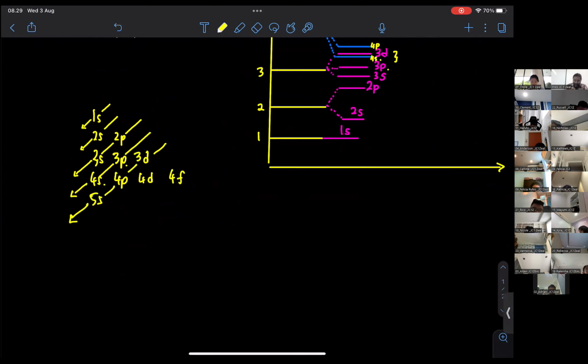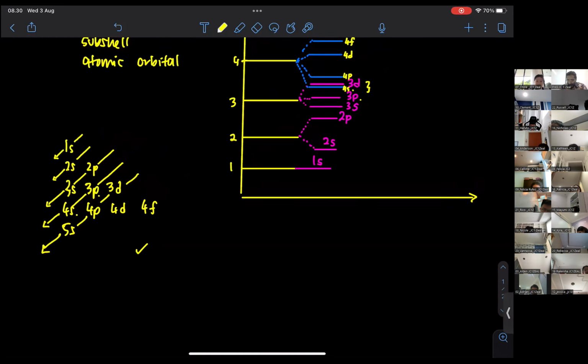This way of writing or figuring it out is just a way for you to memorize, to make your life easier. But by this time, you don't even need to draw what I am drawing over here, because you should know that 4s gets filled up first, before 3d.